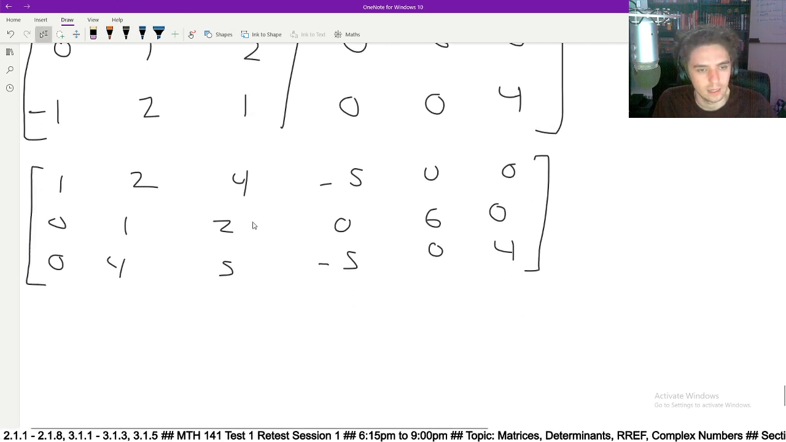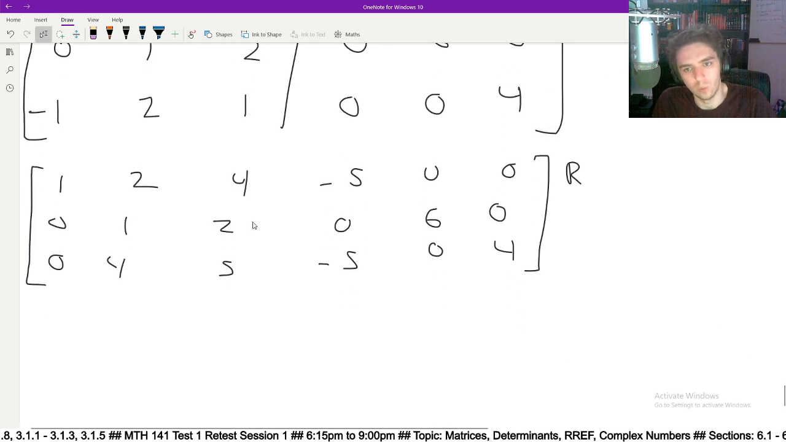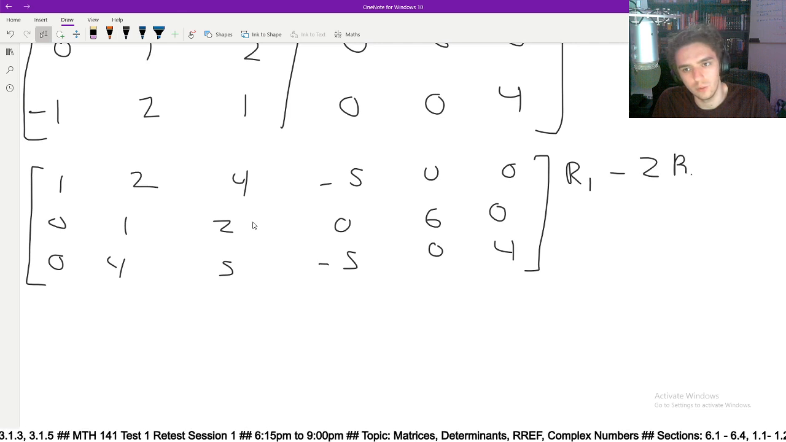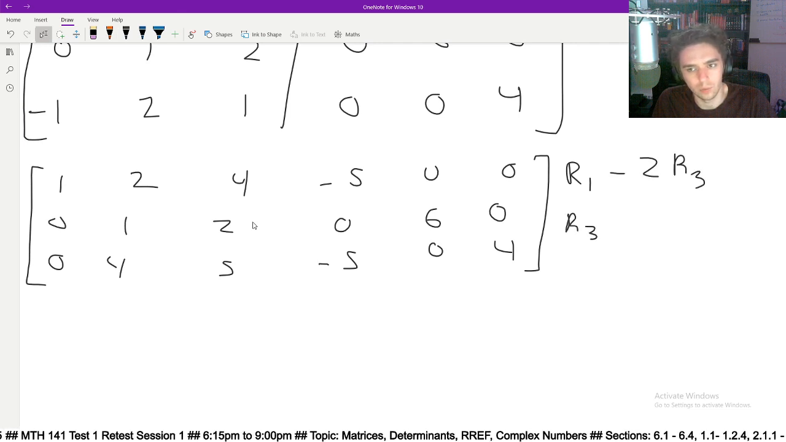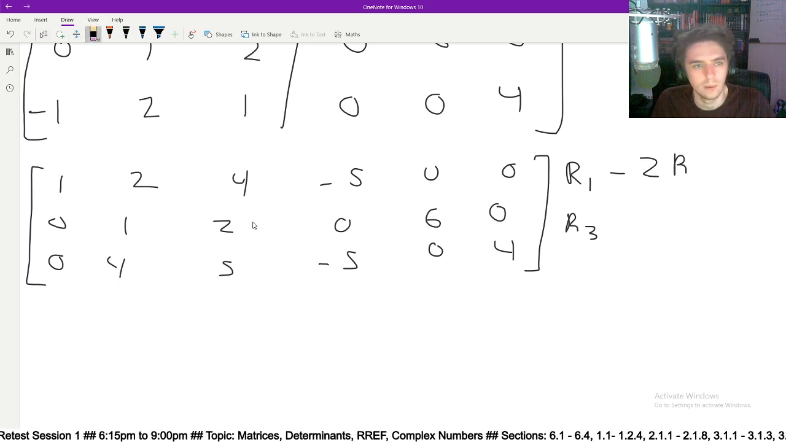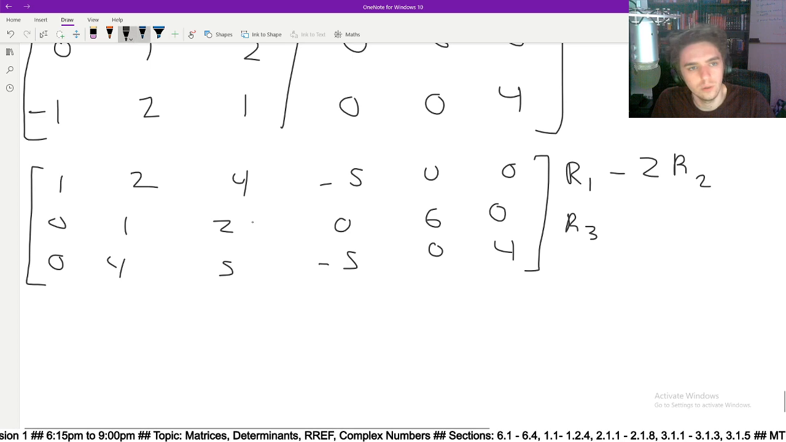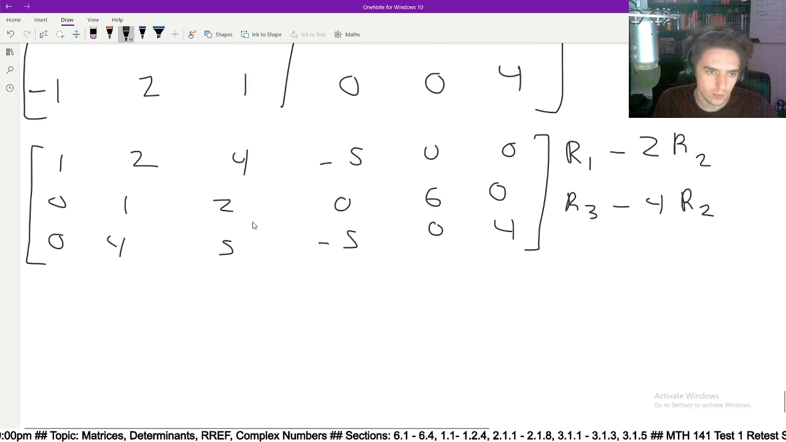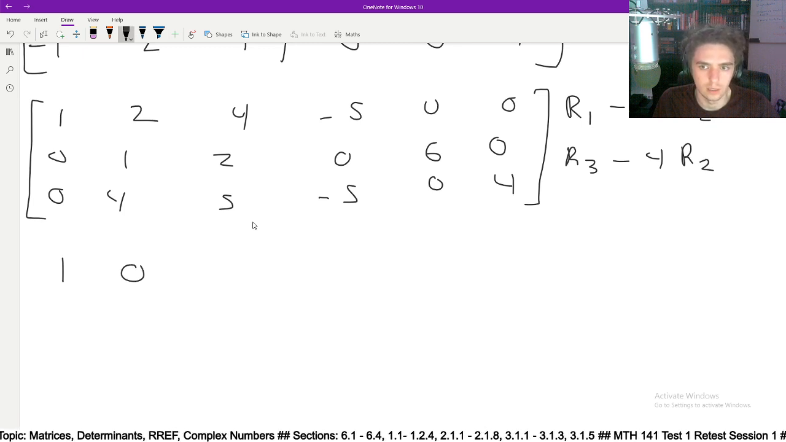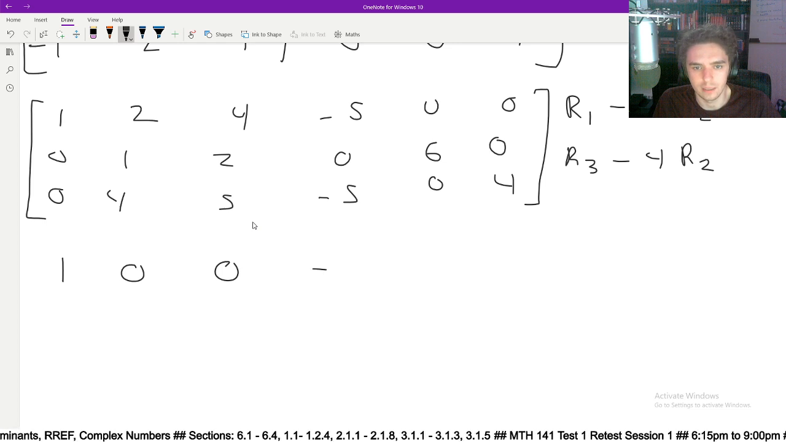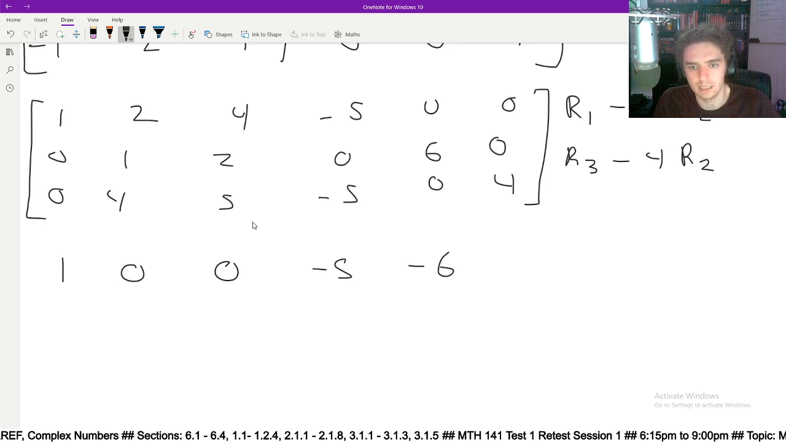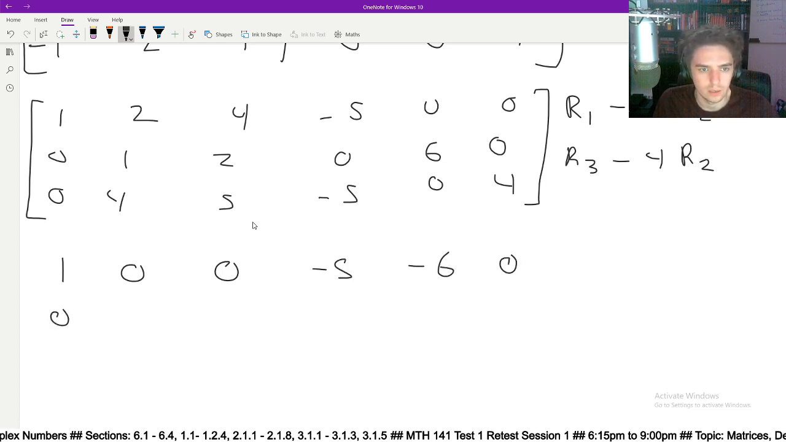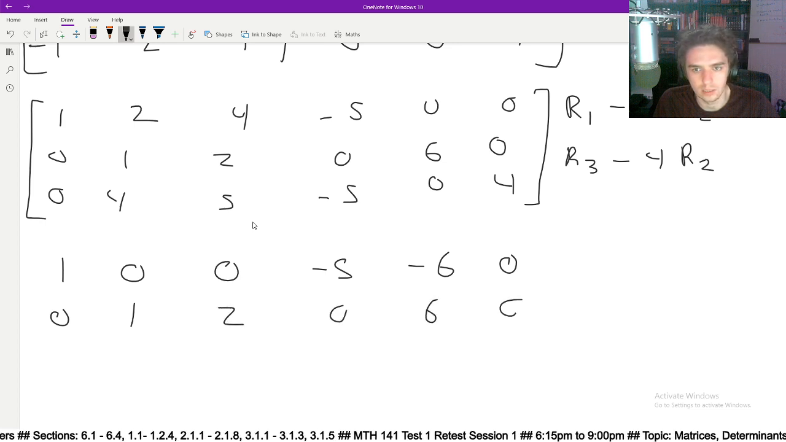Okay. Now I will do row 1 minus 2 row 3 and row 1 minus 2 row 2. It's supposed to be a 2. Row 2. And then row 3 minus 4 row 2. So this is going to be 1, 0. So 4 minus 4 is 0. Negative 5 minus 0 is negative 5. 0 minus 6 is minus 6. 0 minus 0 is 0. 0, 1, 2, 0, 6, 0.